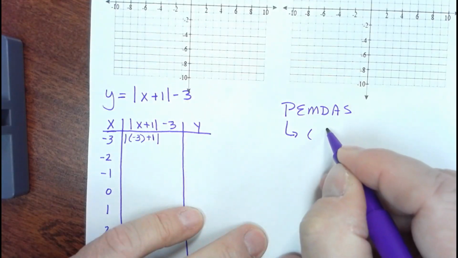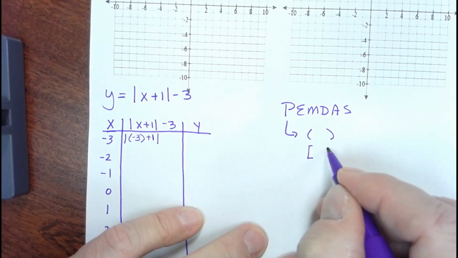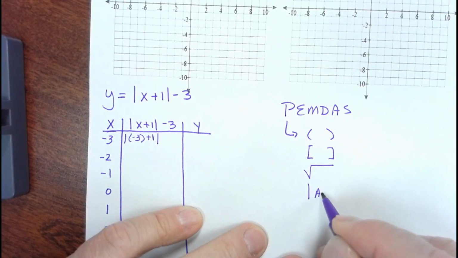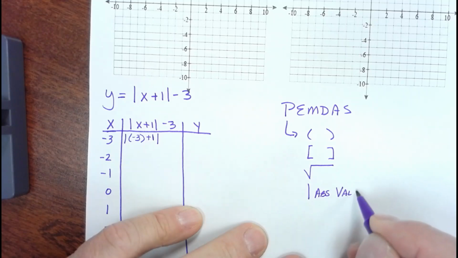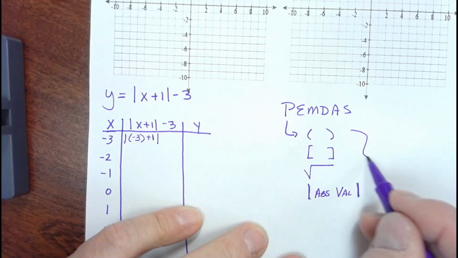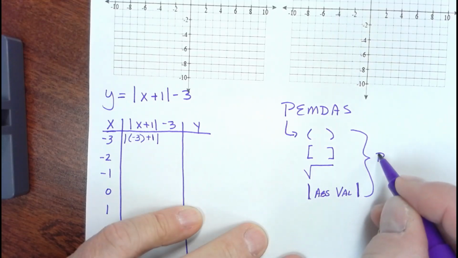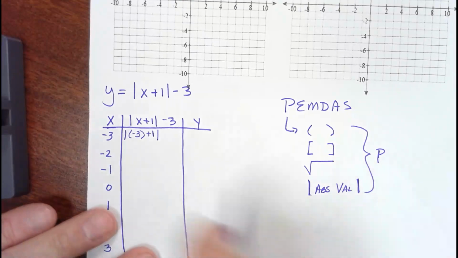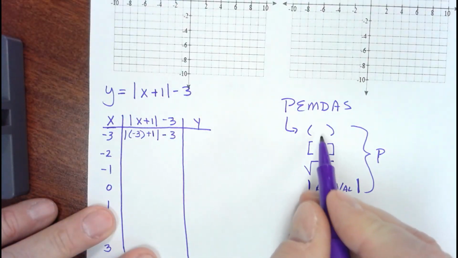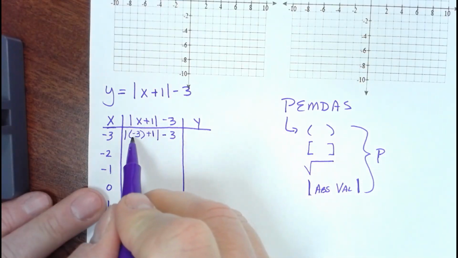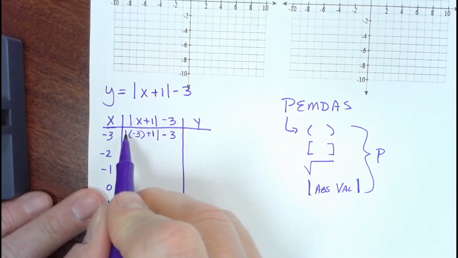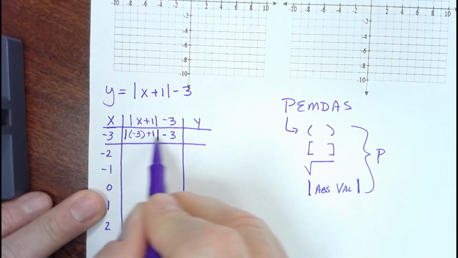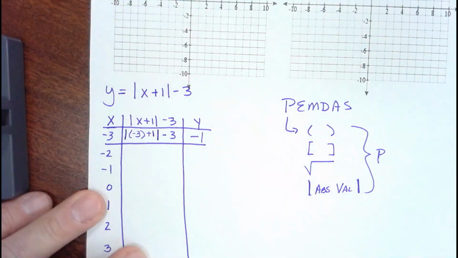This involves parentheses, brackets, square root signs, and absolute value signs. These are all the P in PEMDAS. They're grouping symbols. And by that I mean I will do what's inside of them first. So I have negative 3 plus 1, that makes negative 2, but the absolute value of negative 2 is a positive 2. And positive 2 minus 3 is a negative 1.